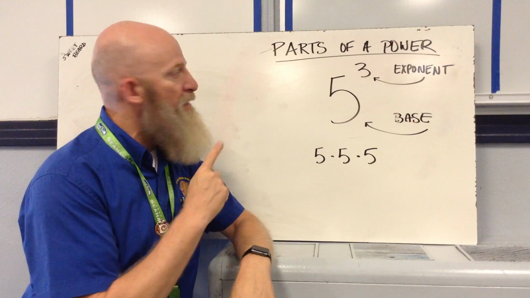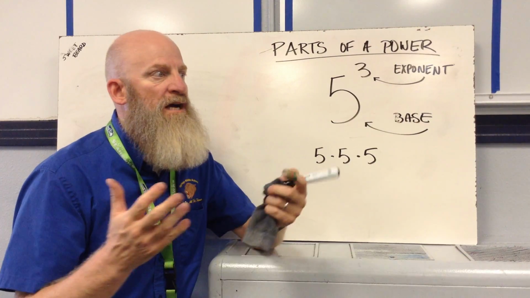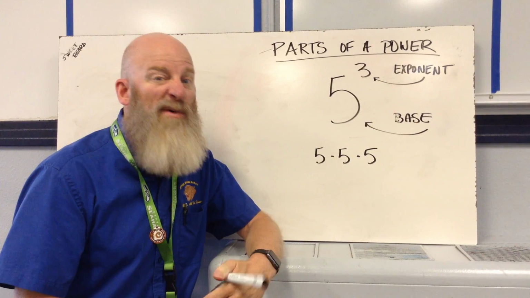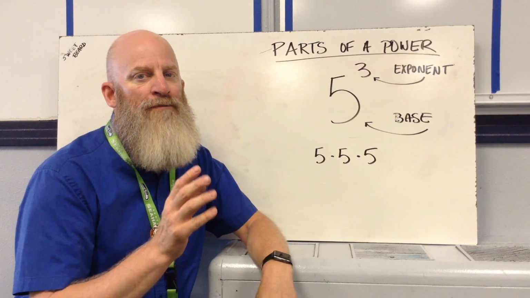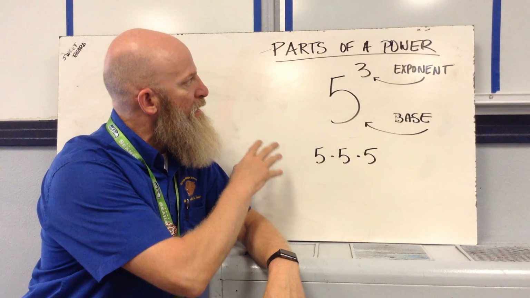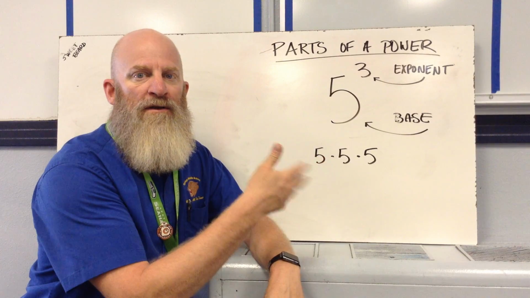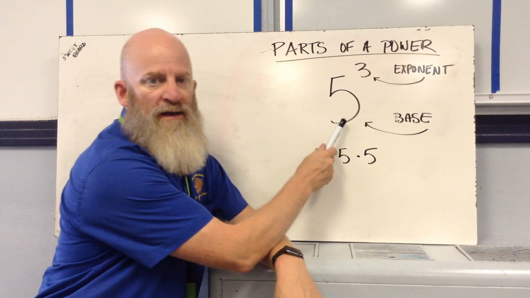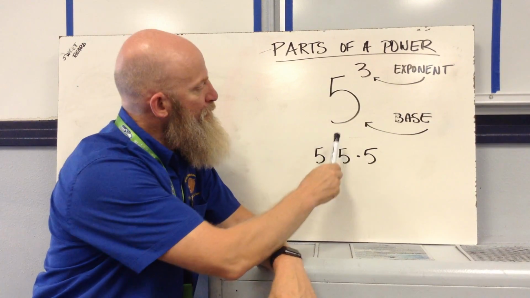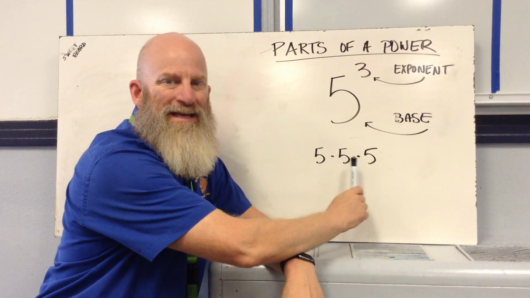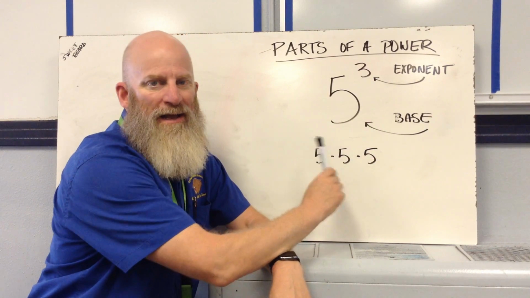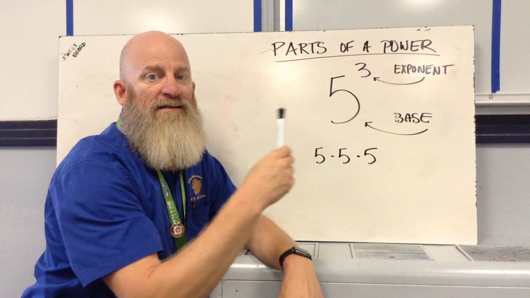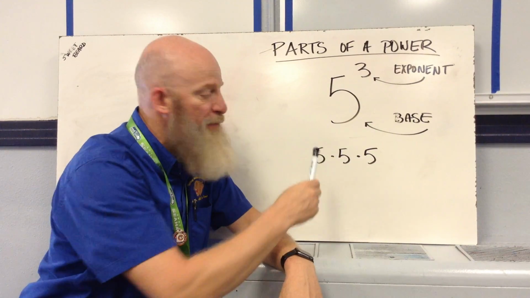Today we're going to be talking about the parts of a power. We're going to actually talk about all the properties of exponents. But I thought we probably should start just by reviewing the parts of a power and what they mean. The big number is called the base, and the base is the number that's going to be getting multiplied. And then the exponent is telling you how many times to multiply the base.